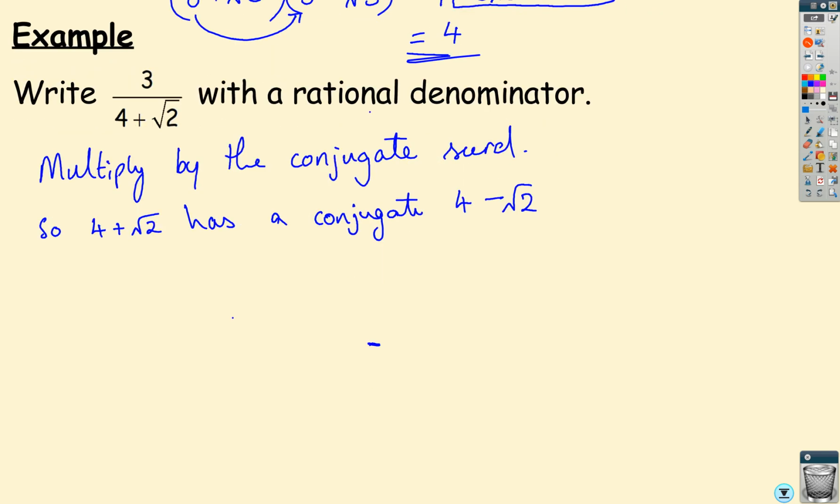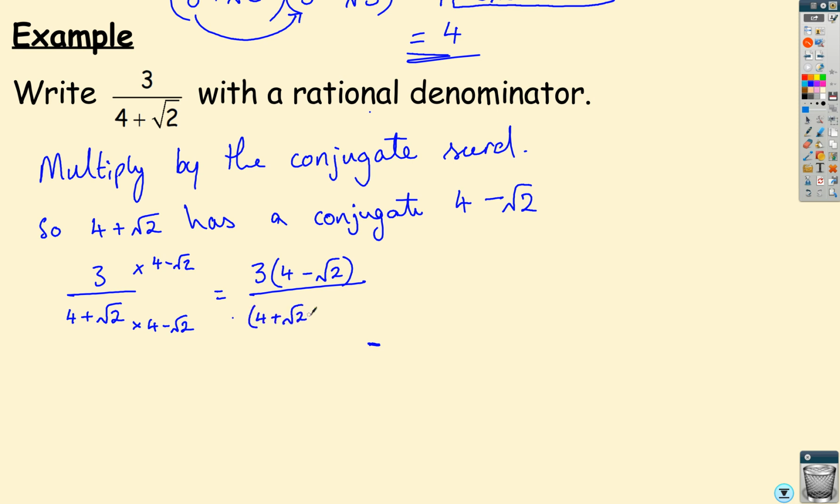Okay, so let's do it for 3 over 4 plus root 2. Multiply top and bottom by the conjugate, so multiply by 4 minus root 2 on the top and multiply by 4 minus root 2 on the denominator. So we'll end up with 3 times 4 take away root 2 over 4 plus root 2 times 4 take away root 2.